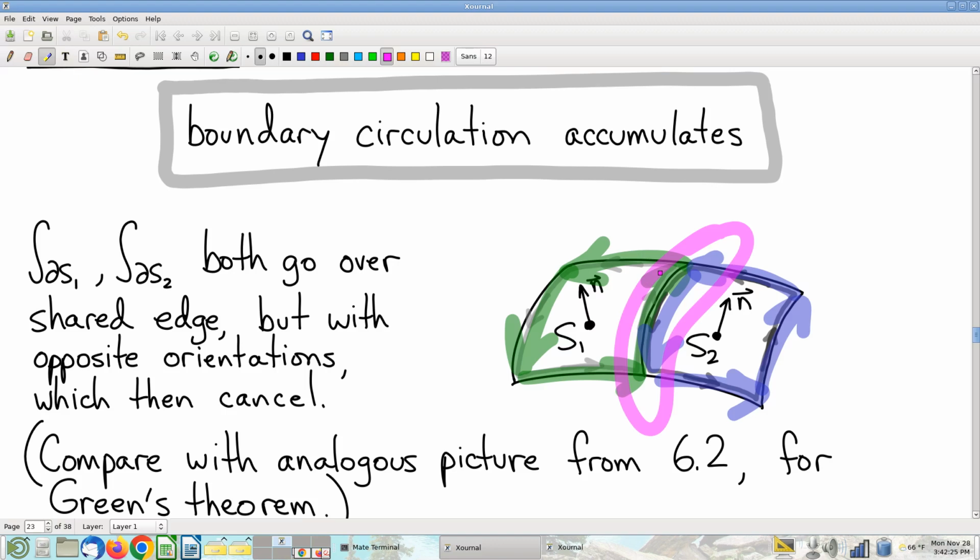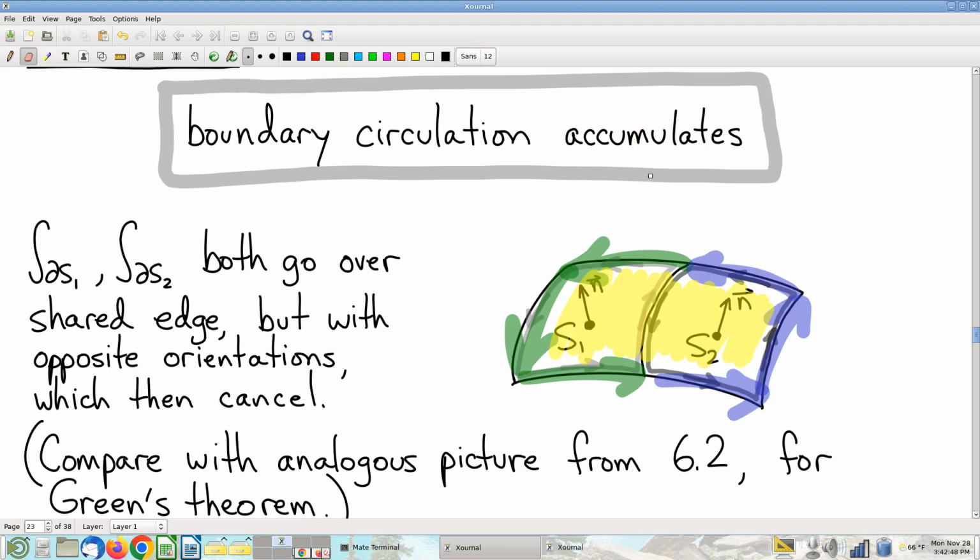It's just that on the green side, we're going that way, and on the blue side, we're going that way. Opposite orientations, they cancel. And when you throw all of that away, notice what you're left with is exactly the boundary circulation of the whole. So again, the whole is the sum of the parts, aka it accumulates. Everybody on board?